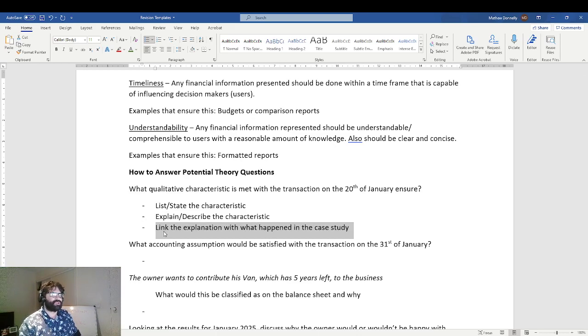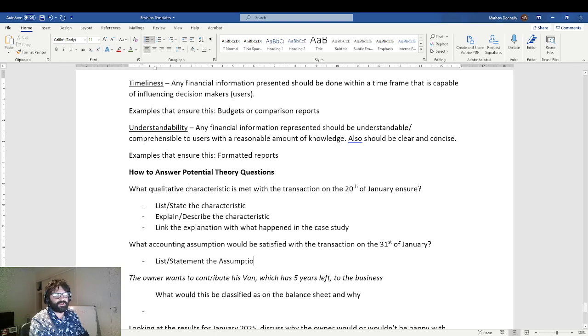For a 2-mark question, the second one is always linking. You need to be able to link. It's not even a matter of if, it's a matter of, well, better get this done. What accounting assumption would be satisfied with the transaction on the 31st? And I believe this was the drawing. So you, again, list / state the assumption.